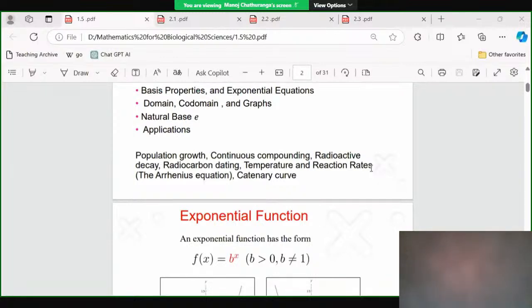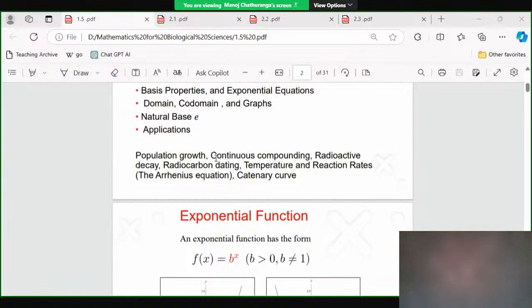Populations tend to increase rapidly, and after some point, there are natural limitations. The competition for food, competition for space and a lot of natural restrictions come into play. And then after a certain point, population growth is not exponential anymore. But at least at the beginning, population growth is exponential.